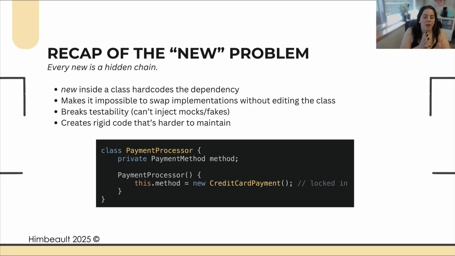It does make it effectively impossible to swap the implementation out without having to go in and actually edit this class, which doesn't make a ton of sense. We shouldn't have to edit this payment processor class just to change the payment type. They should be two totally decoupled, two totally separate pieces. Right, this breaks testability and it creates really rigid code that's hard to maintain.